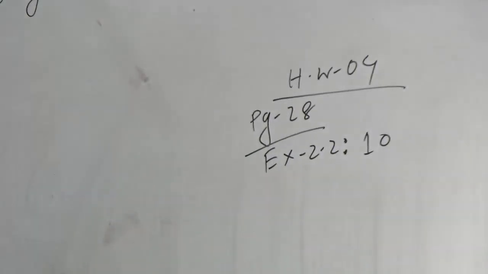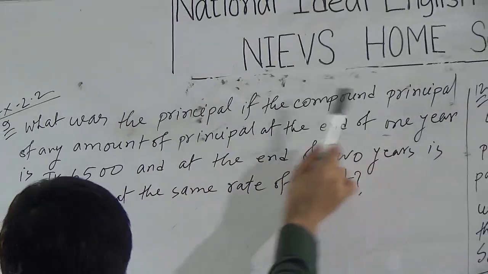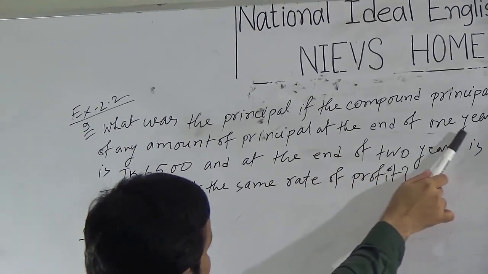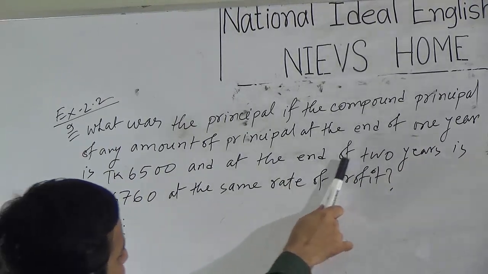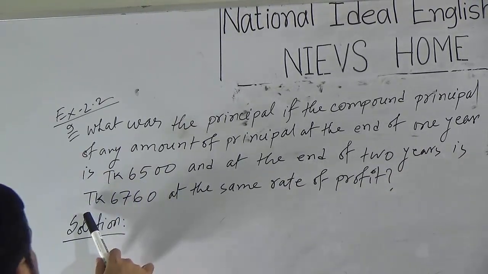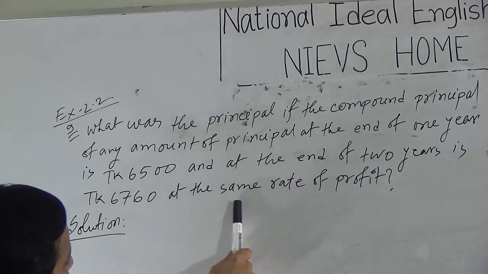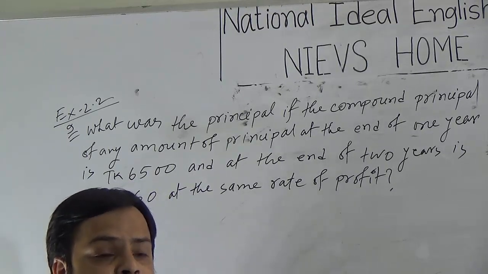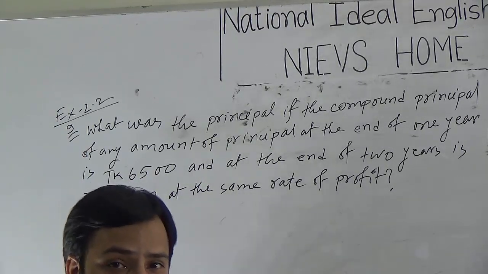Students, our first question, question 9: what was the principal if the compound principal of any amount of principal at the end of 1 year is taka 6,500 and at the end of 2 years is taka 6,760 at the same rate of profit. It means that, dear students, here the rate of profit is the same in both cases.